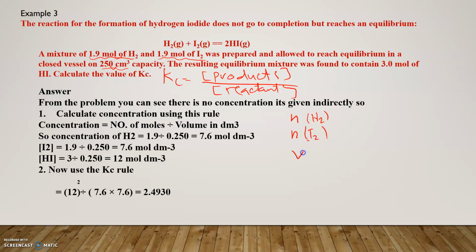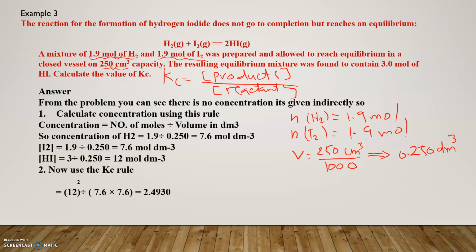Also, he has given volume, which is 250 centimeter cube. While we're at it, just divide it by 1000 because it has to be in dm cube, so it's 0.250 dm cube. So how can we use that? For hydrogen, you have 1.9 mole. Same for iodine, 1.9 mole.